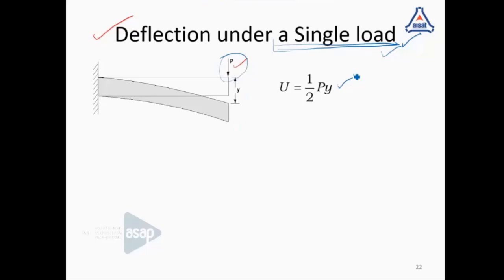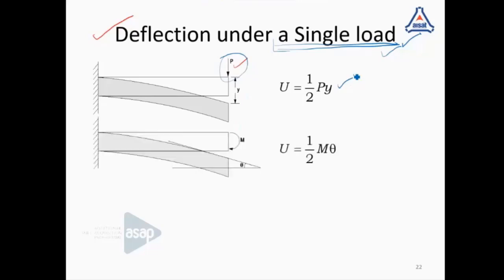The strain energy is equal to half of P into Y. And this is the case of a bending moment. A moment is applied onto the body, and the beam undergoes deflection, and that deflection is evaluated by the angle obtained, considered as the deflection in this case, where moment is the applied load. There we can represent the strain energy using this expression.